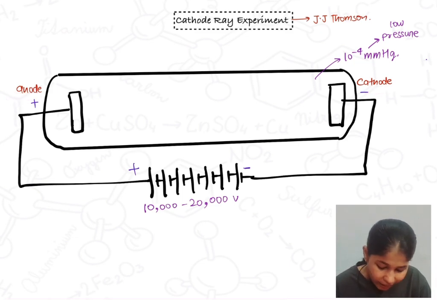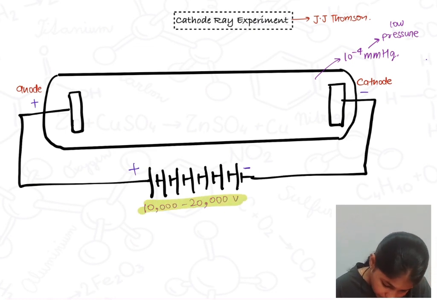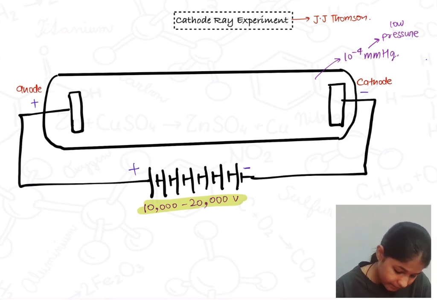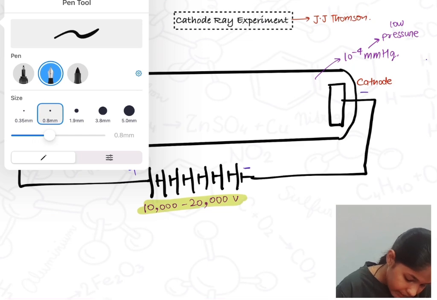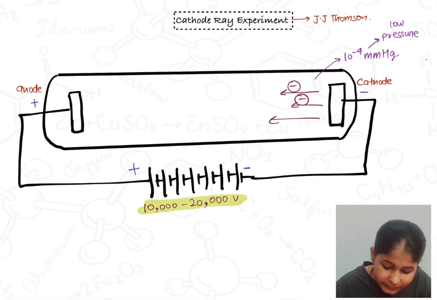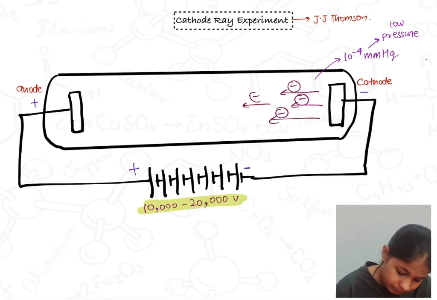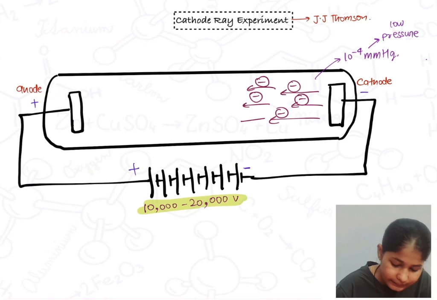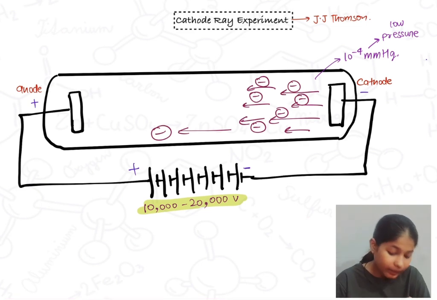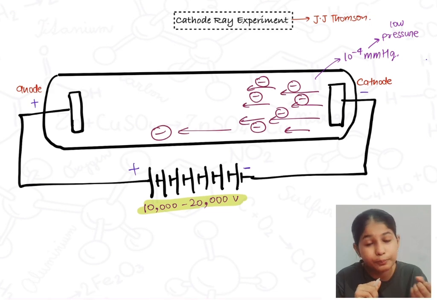So what happens when he has given an electrical supply of 10,000 to 20,000 volts? From the cathode, means from the negative electrode, negatively charged particles start emitting. Now you will ask me, how do they know it? How do they know that some negatively charged particles are moving inside it?